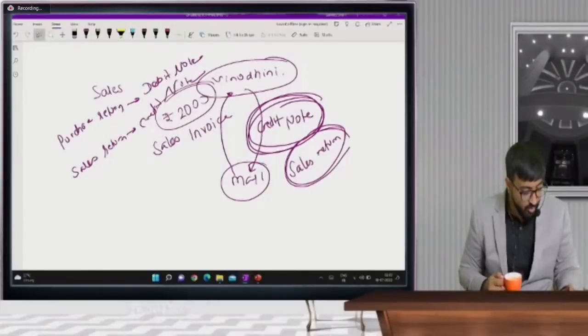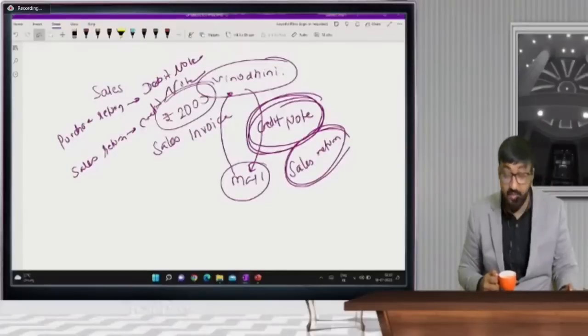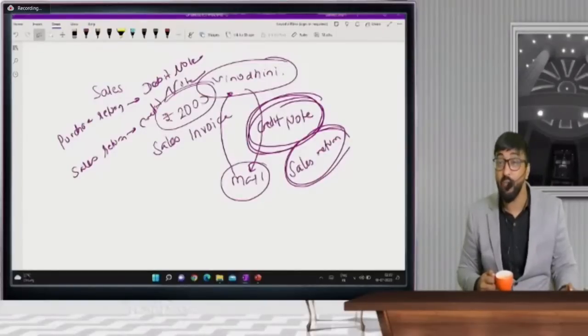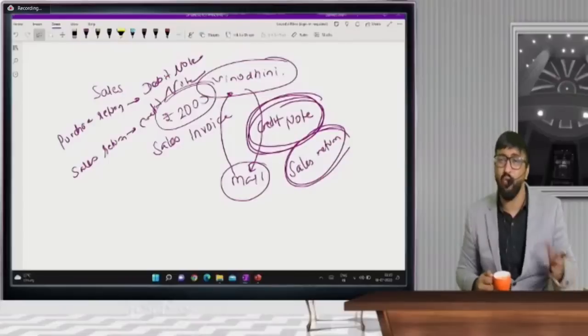So in purchase return, it is called a debit note. And in case of sales return, the mall wala will issue that note and it's his liability, and liability shows a credit balance, so it is called a credit note.